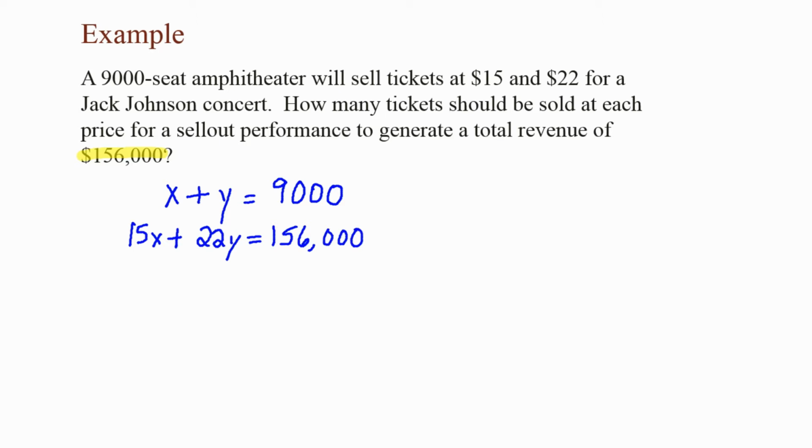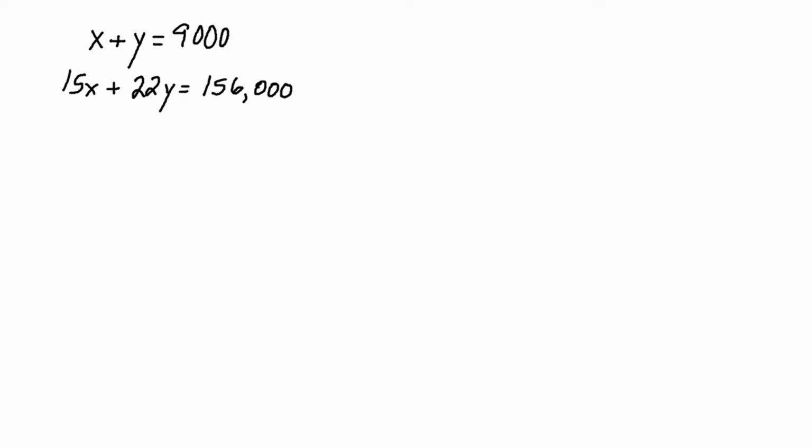Now that we have our two equations and our two unknowns, we can solve for x and y. We can use either substitution or elimination to find x and y. I'm going to use substitution. I'll solve my first equation for x by subtracting y from both sides. x equals 9,000 minus y. Now I'm going to use the second equation and substitute for x.